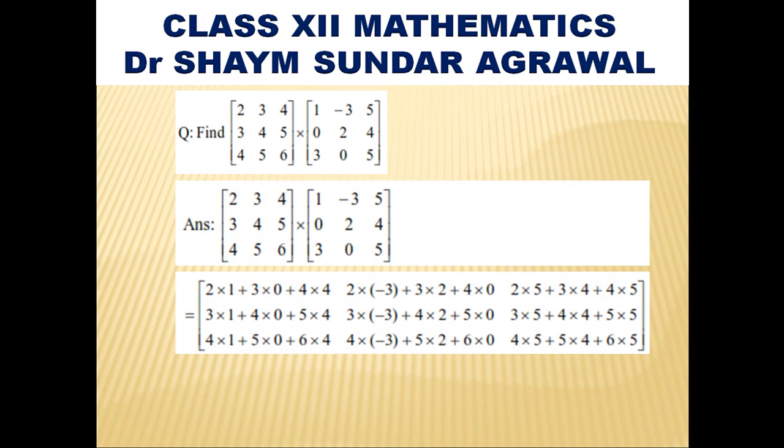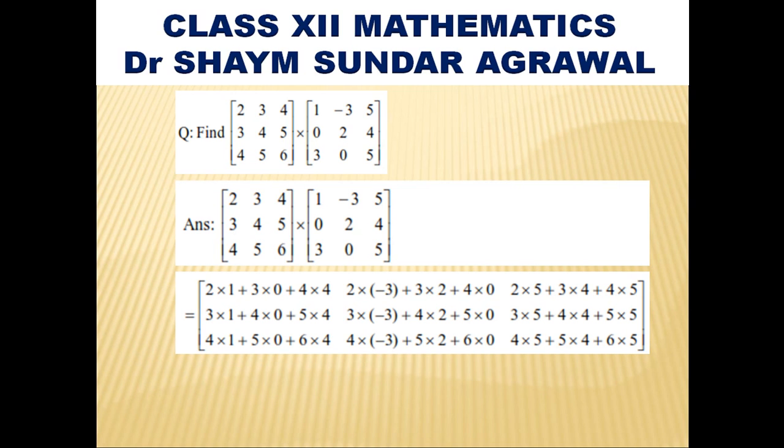First row of the first matrix with the first column, then second column, then third column. So 2 into 1 plus 3 into 0 plus 4 into 3, corresponding elements. 2 into minus 3 plus 3 into 2 plus 4 into 0. Similarly, 2 into 5 plus 3 into 4 plus 4 into 5. 3 into 1 plus 4 into 0 plus 5 into 3, 3 into minus 3 plus 4 into 2 plus 5 into 0, then 3 into 5 plus 4 into 4 plus 5 into 5.